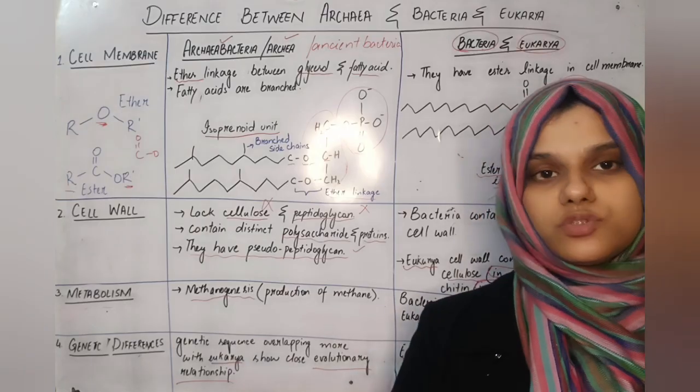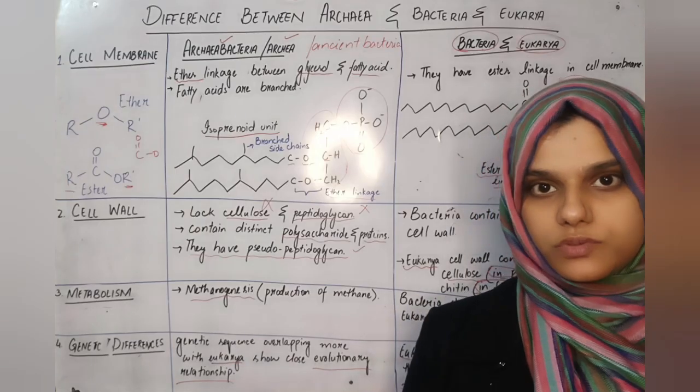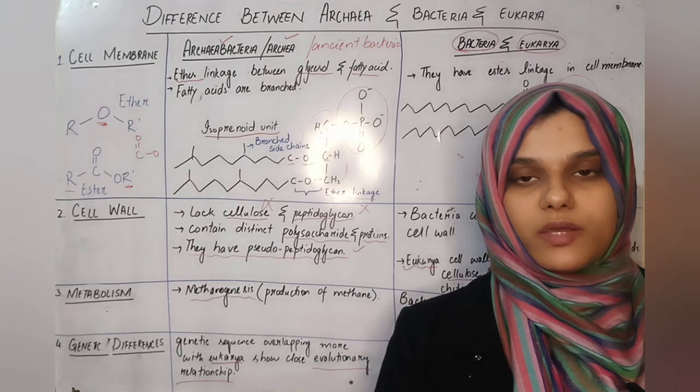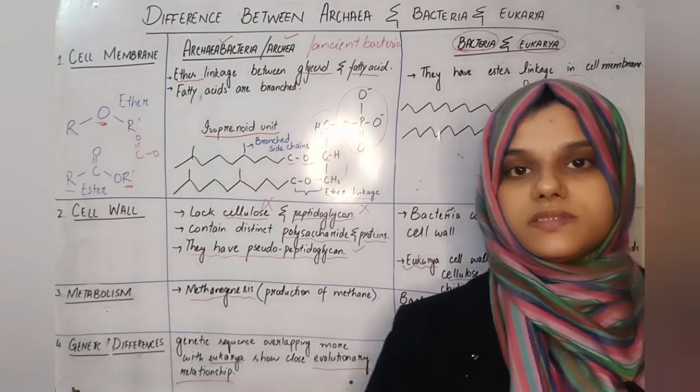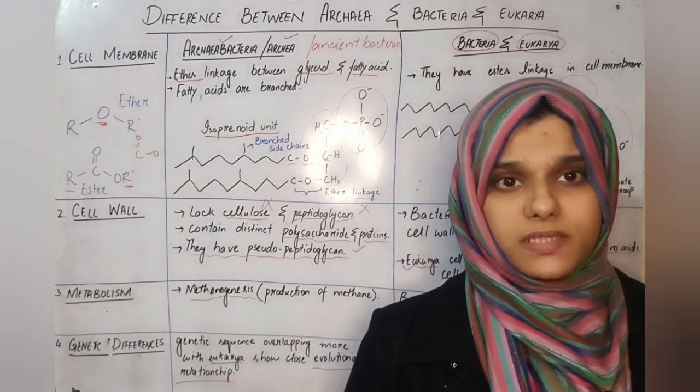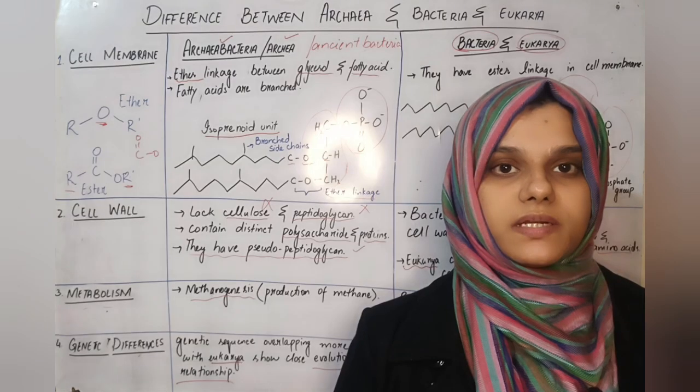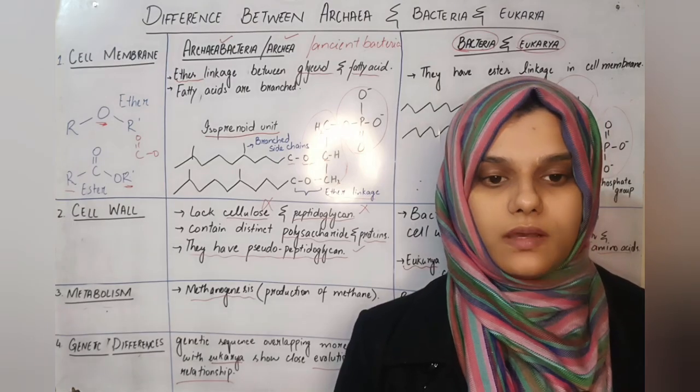In the case of metabolism, they show methanogenesis. Bacteria and Eukarya do not show that specific type of metabolism, which is very important, as they can generate a biofuel gas, methane gas. Genetic differences: in the case of genetics, surprisingly, a very important fact is that instead of resembling bacteria, they resemble Eukarya more. I hope it's clear.